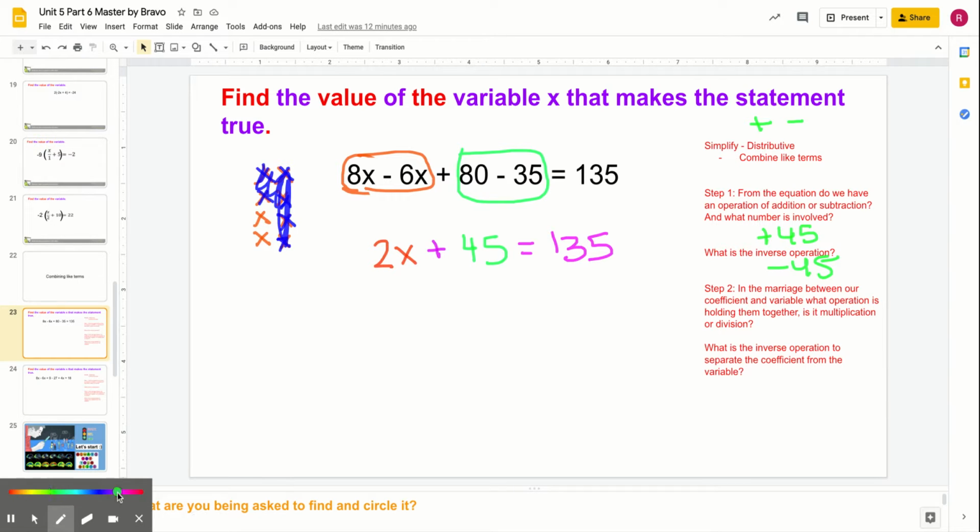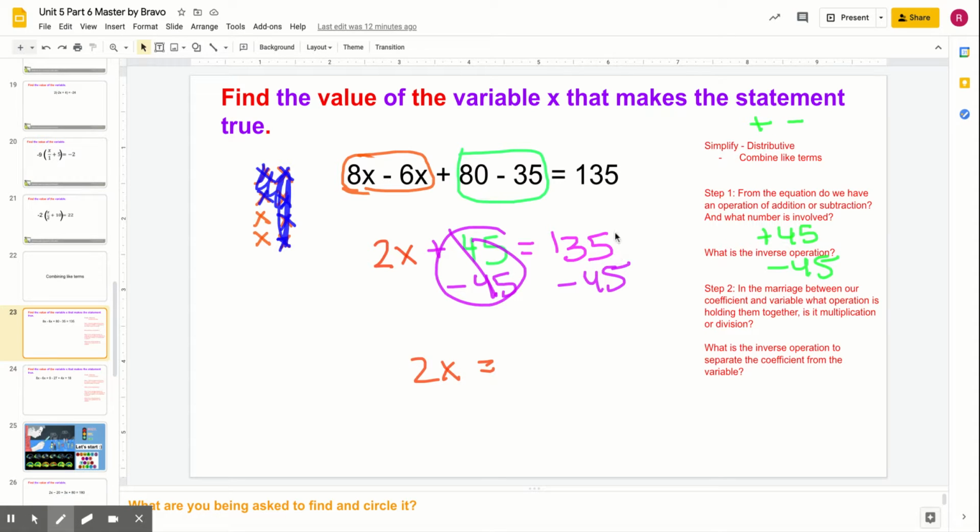I didn't mean 4, I meant 45. Apologize. So we're going to subtract 45 from both sides. This becomes a 0. That goes away. You're left over with 2x is equal to 135 minus 45. And if you do that, this goes to 0. Carry the 3. That's 90. So 2x is equal to 90.